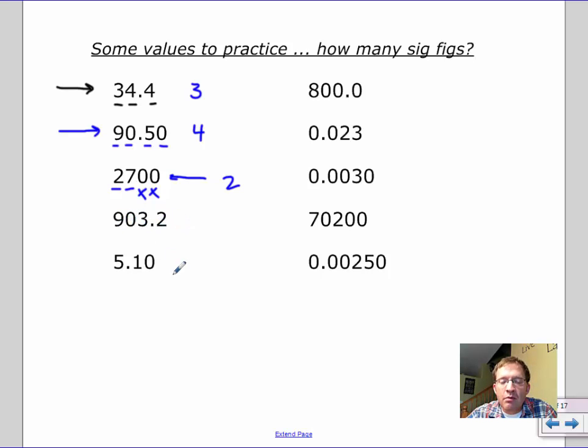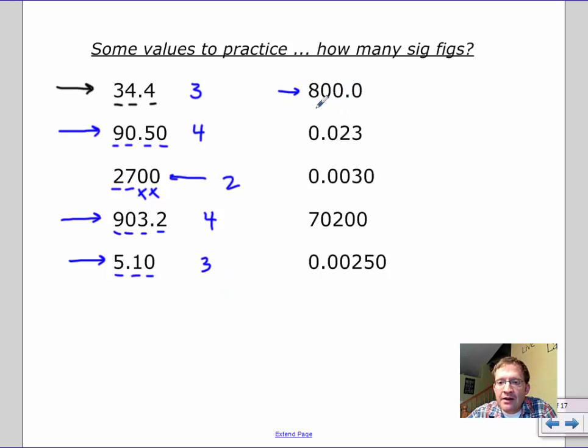903.2, the decimal point is present. So we're going to start from left to right. 1, 2, 3, 4. Again, starting with the first non-zero, we get 4 significant figures. 5.10, decimal point is present. Start from the left, starting with the first non-zero and everything after it. 3 significant figures. Okay.